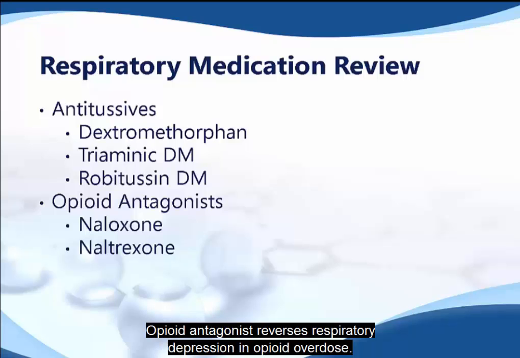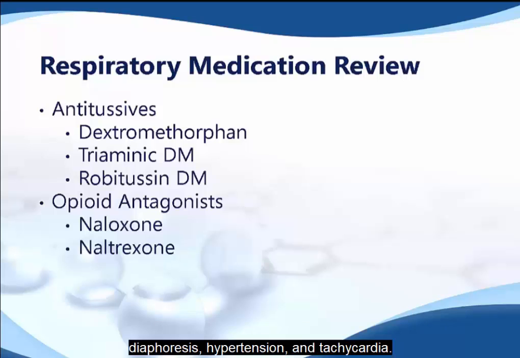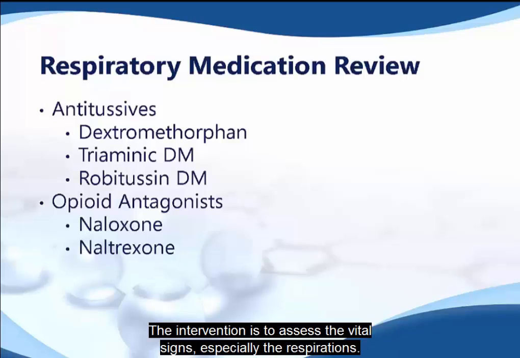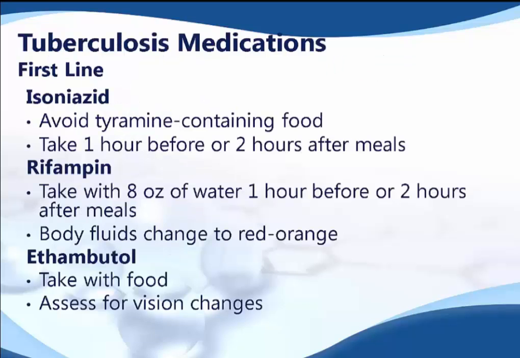Opioid antagonist reverses respiratory depression in opioid overdose. The side effects are CNS depression, nausea and vomiting, tremors, diaphoresis, hypertension, and tachycardia. The intervention is to assess the vital signs, especially the respirations, and have oxygen and resuscitation equipment available during administration.